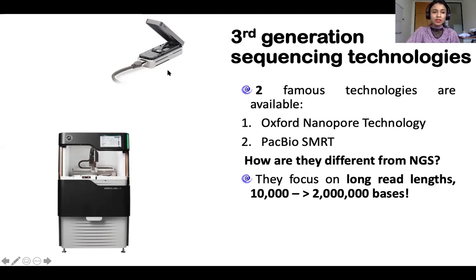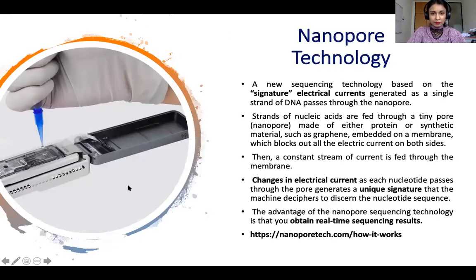So this is an image of one of Oxford Nanopore's products. This is known as MinION, right? And this is your PacBio SMRT technology. Okay, so moving on, this is how a nanopore or MinION sequencer looks. It's actually as small as your pen drives. It's very small, okay, and this is how it looks, right?